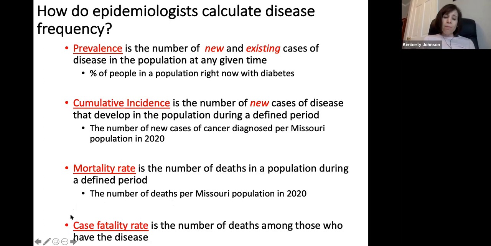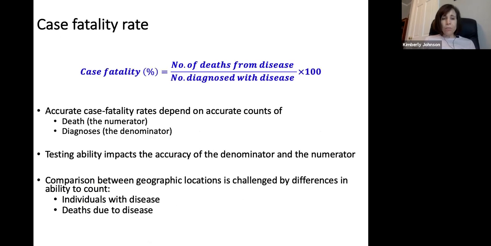And then the one that you've probably heard a lot about lately, it's been on the news, on your social media sites, people talking about case fatality rates. That's the number of deaths among those who have the disease. We're really interested in learning the case fatality rate for COVID-19. This is the formula, as I spoke it: number of deaths from disease divided by the number diagnosed with disease. And that's usually expressed as a percentage. So accurate case fatality rates depend on accurate counts of death, the numerator, and diagnoses, the denominator.